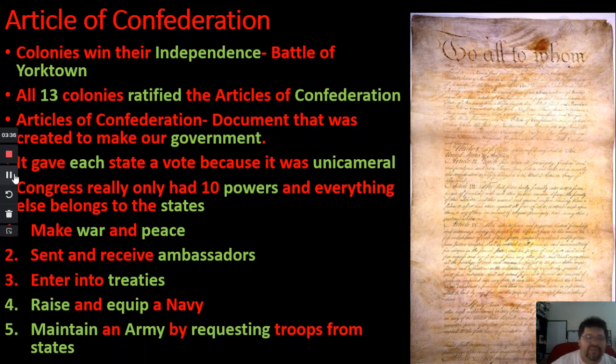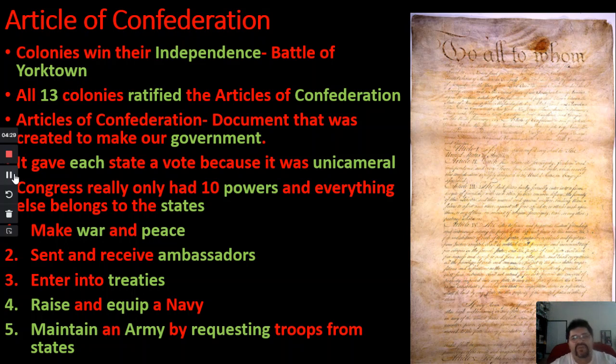Okay. A great example is this: it gave each state a vote because our government was singular, meaning it was just one large government. There weren't variations and branches of the government. It was just a big solid mass. And it was unicameral, which means one house. They couldn't make laws unless all the states agreed on it, all 13. Now, Congress, sad to say, only had 10 powers, and everything else belonged to the states, because those guys wanted the states to be powerful and not the federal government.